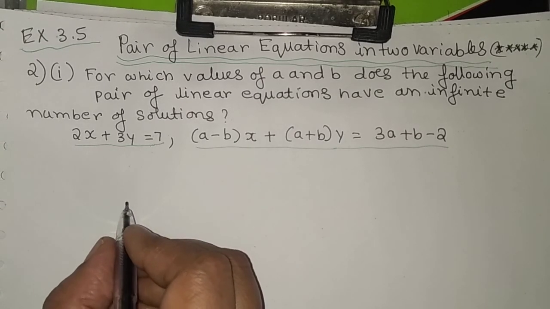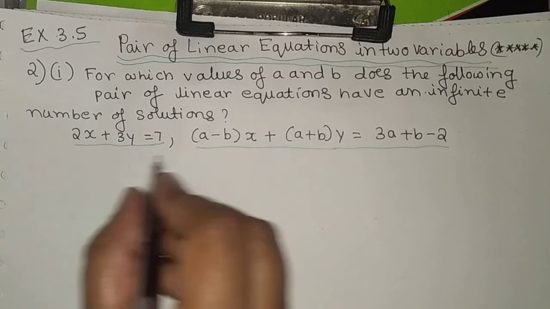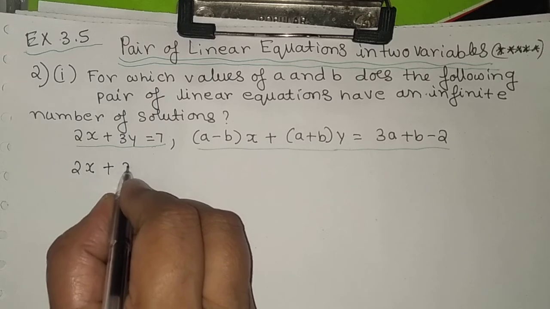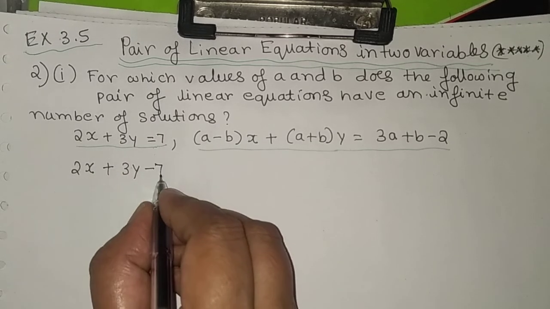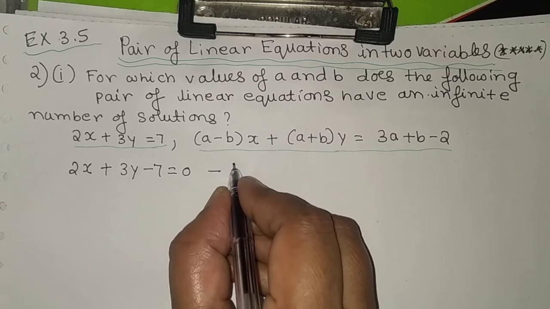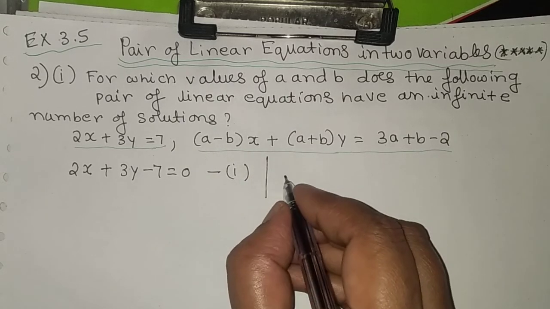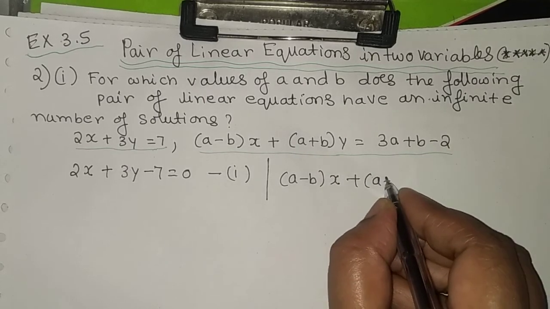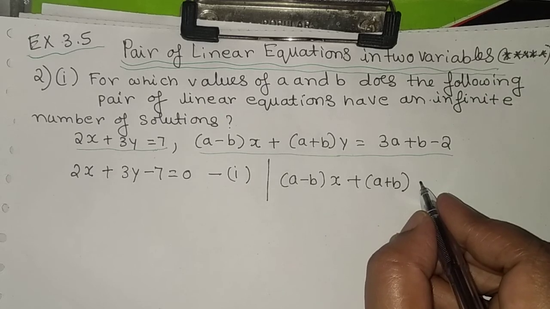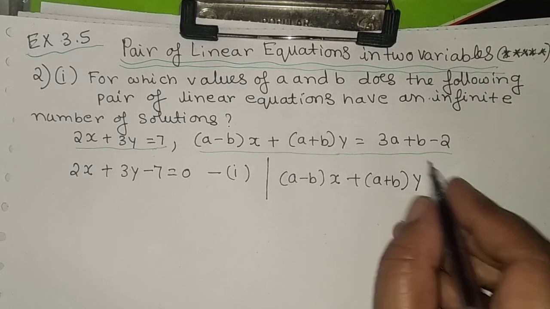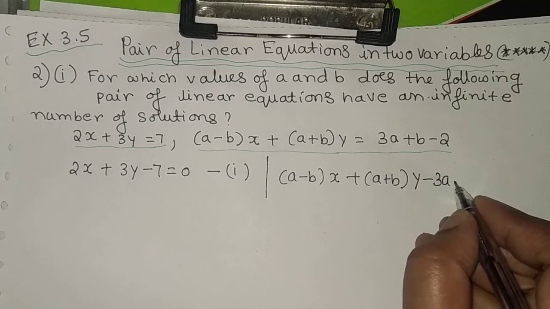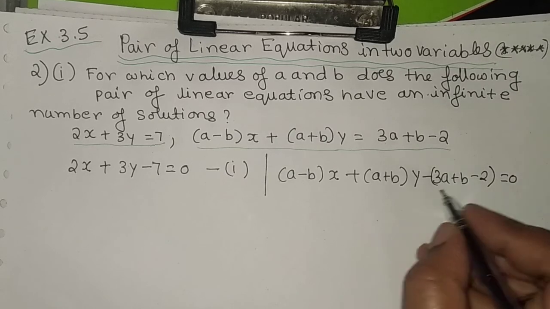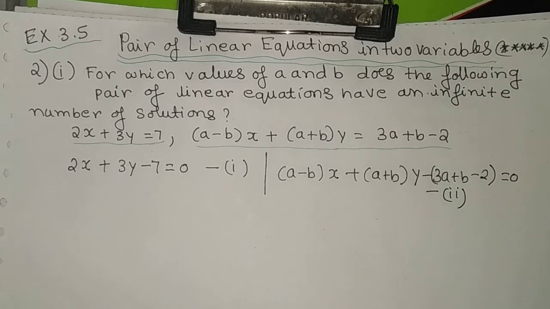So this is the given equation. We'll start the problem. First we write down the general form. Equation 1: 2x plus 3y, bring 7 inside, then this becomes minus 7 equal to 0. Next, taking equation 2, that is (a minus b)x plus (a plus b)y, bring this inside, this becomes minus (3a plus b minus 2) equal to 0. This will be equation number 2.